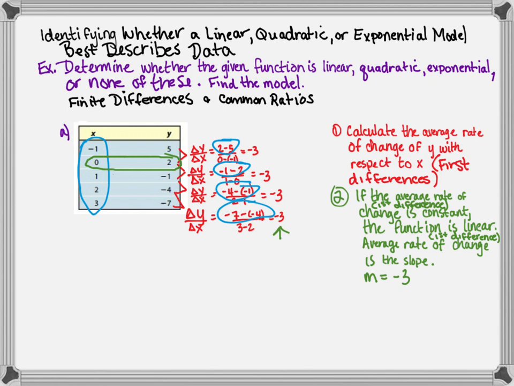And we see in the table, we have 0 as an x value and y is 2. That means my y-intercept is 2. And if we're determining our linear equation, y equals mx plus b, substituting in these values, we get y equals -3x plus 2. And that would be our linear model.